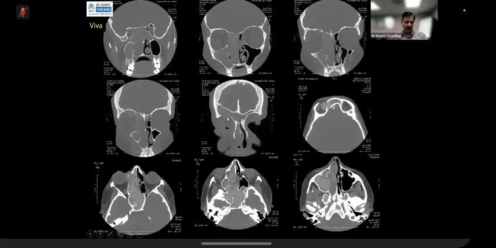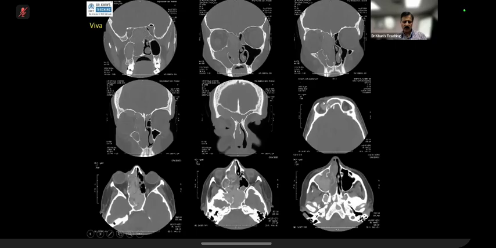Now, look at this case. There is opacification of the nasal cavity as well as the maxillary sinus. If you look carefully, look at this lamina papyracea, you will appreciate that from here to here, there is expansion of the bone and some destruction of the bone. Even here, you can see some destruction of the bone, and look here.